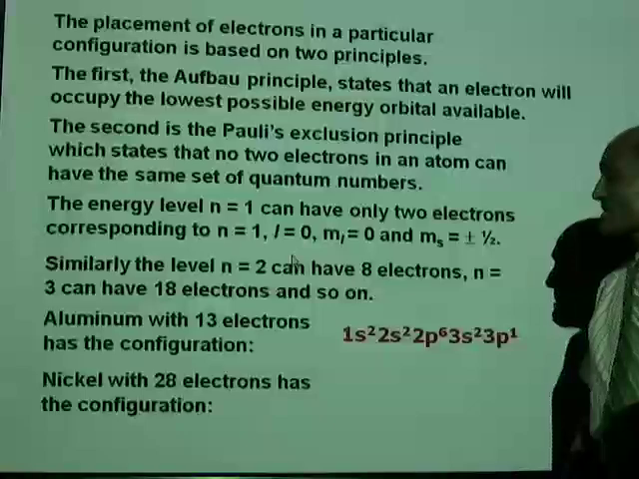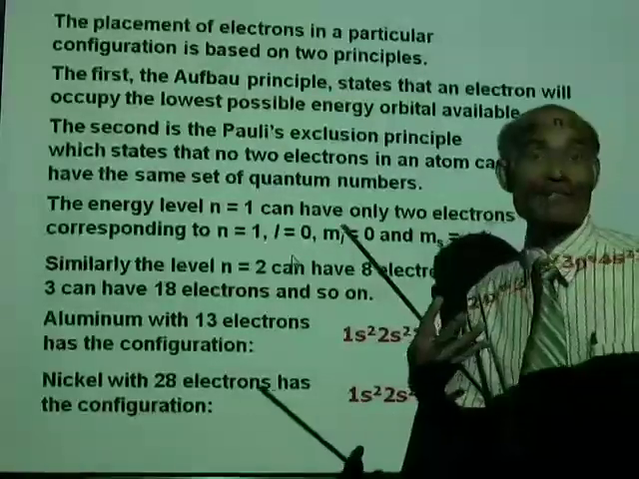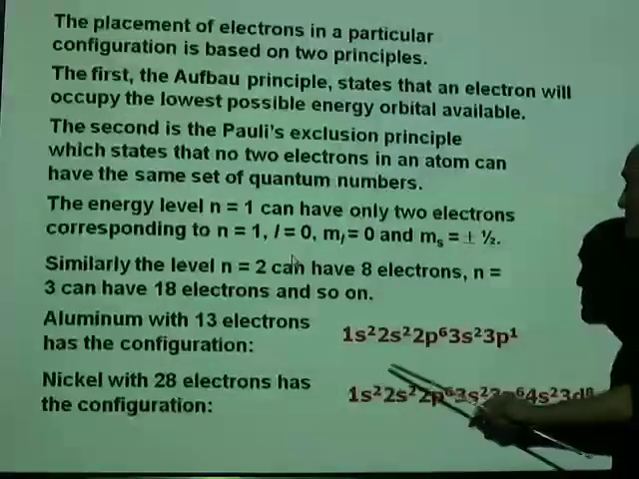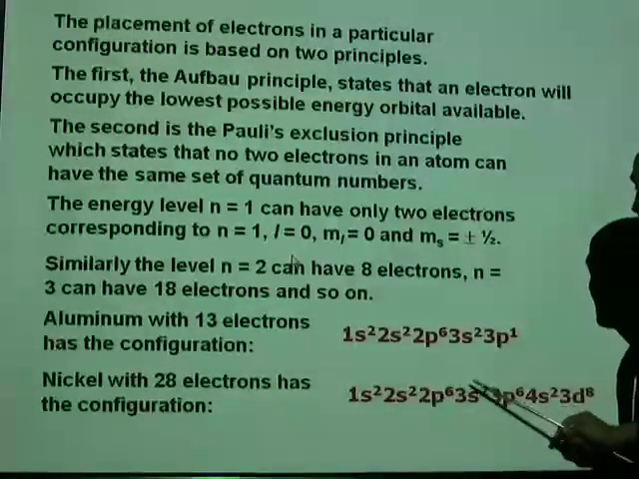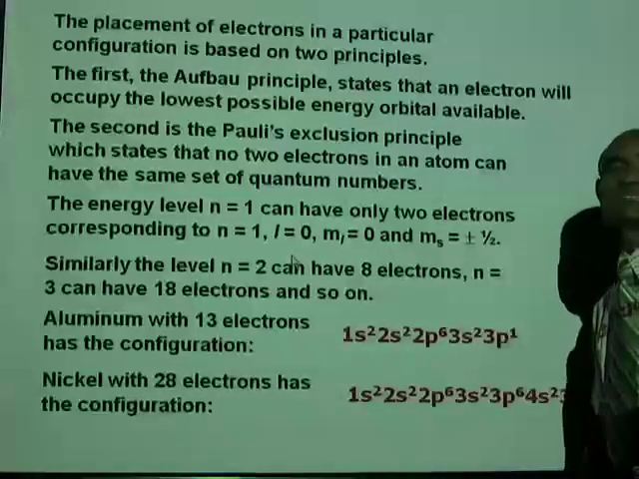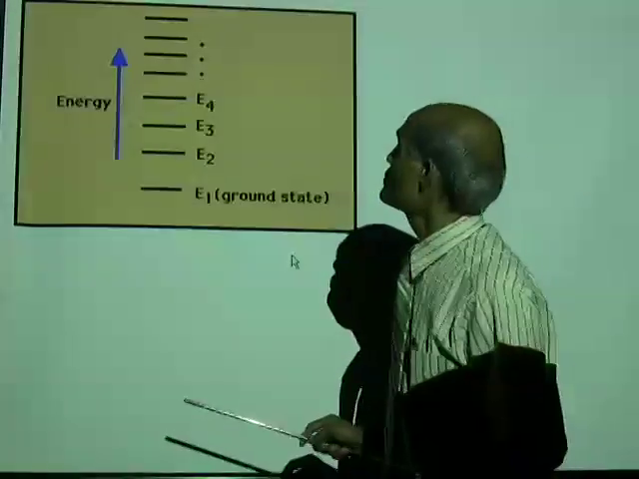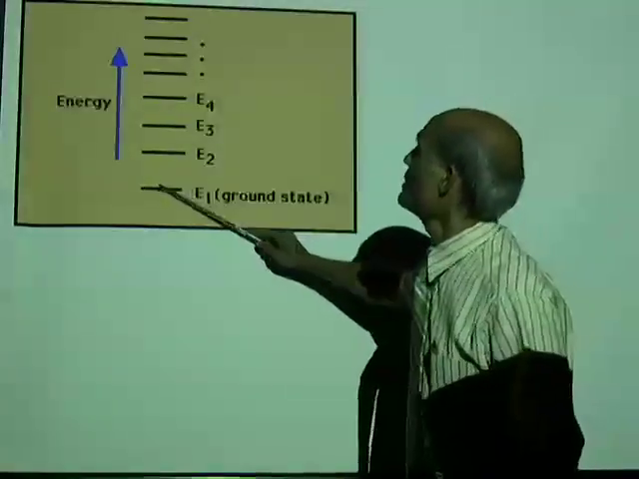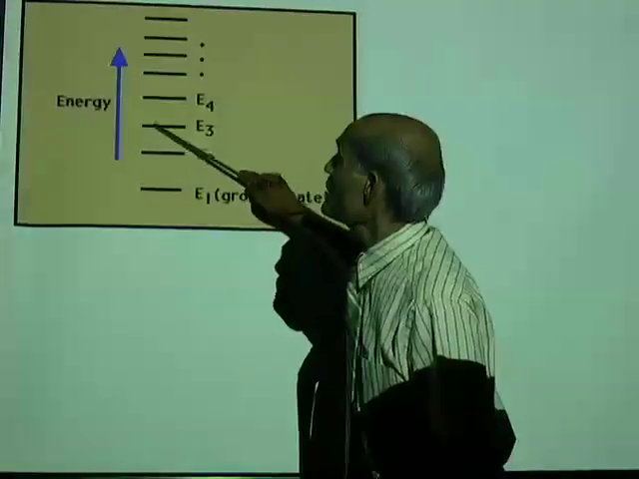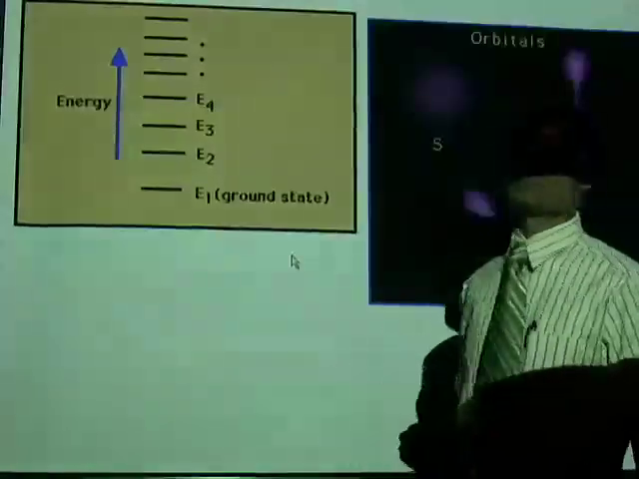Nickel with 28 electrons has this configuration. You can actually now figure out the configuration of many more elements. 1s2, 2s2, 2p6, 3s2, 3p6, 4s2, 3d8, and so on. Well, here again is a description of the various energy shells, and of course each shell has its own subshells.